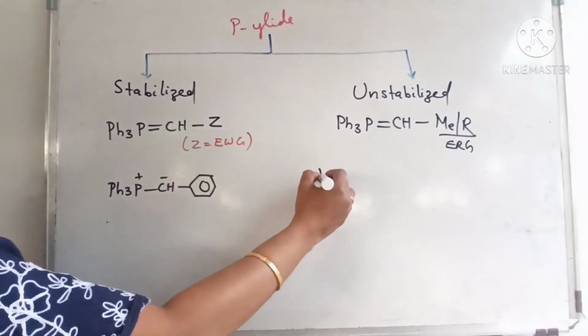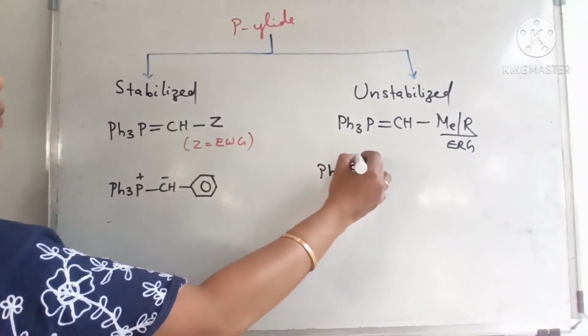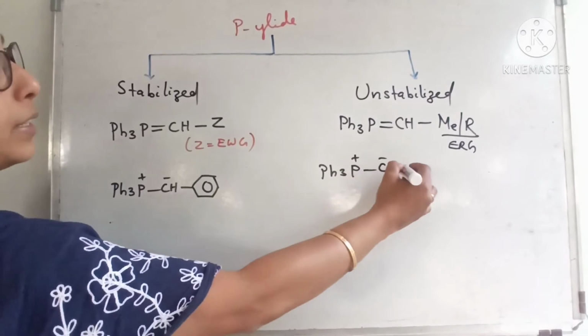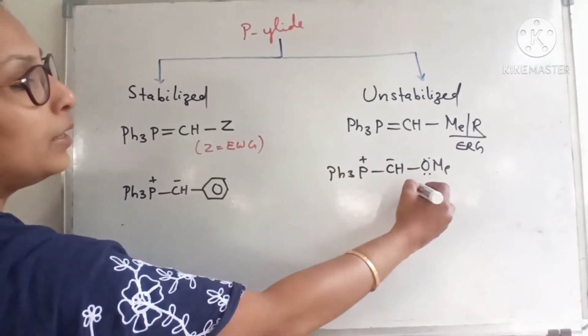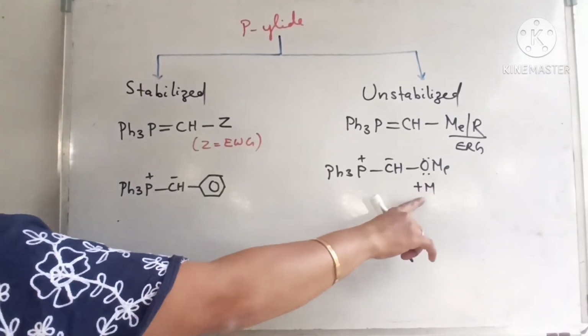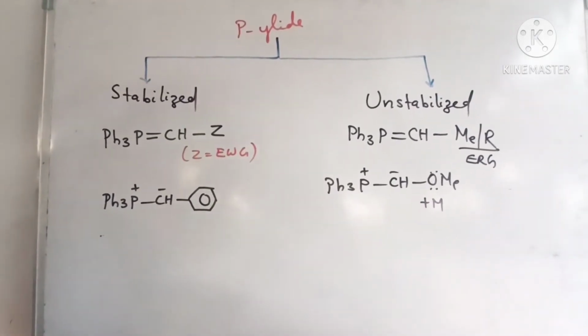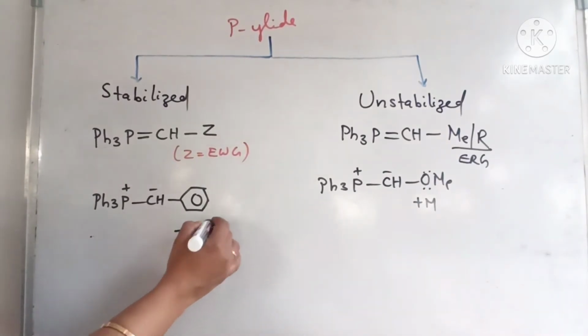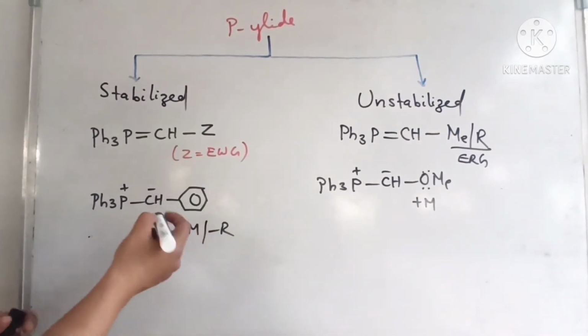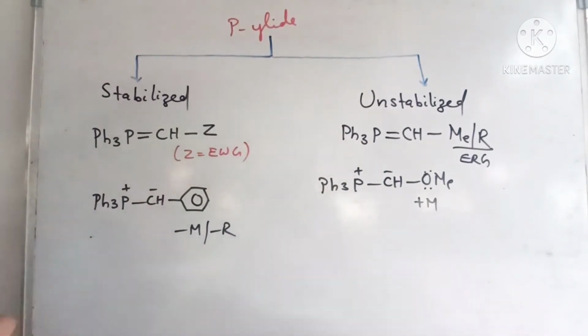Okay, whereas if you have over here PPh3 plus CH minus OMe, this OMe group is having electron releasing mesomeric effect, plus M or plus R effect, right? Whereas here it is minus M or minus R effect, electron withdrawing. So this will be stabilizing, this will be destabilizing.